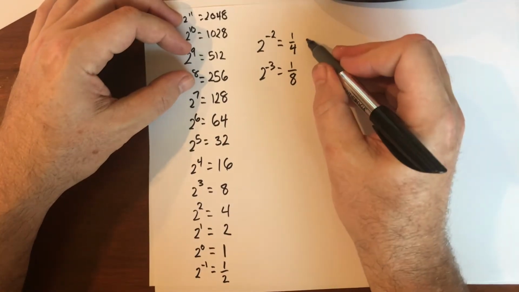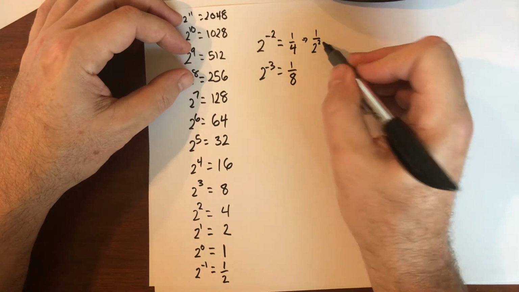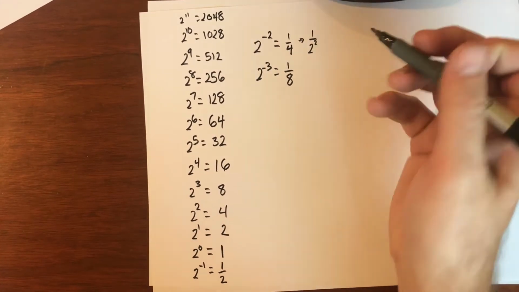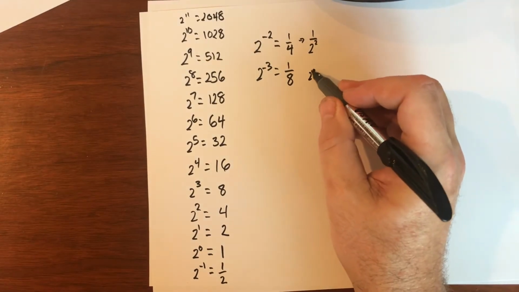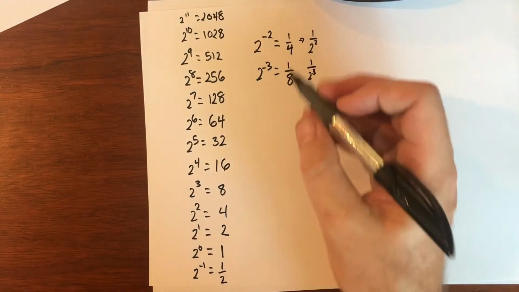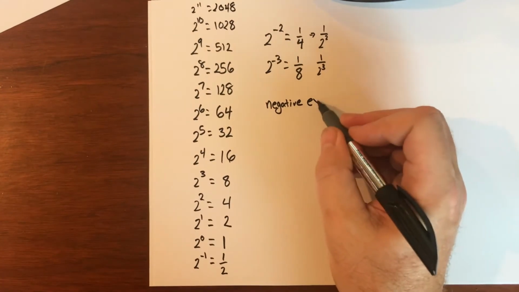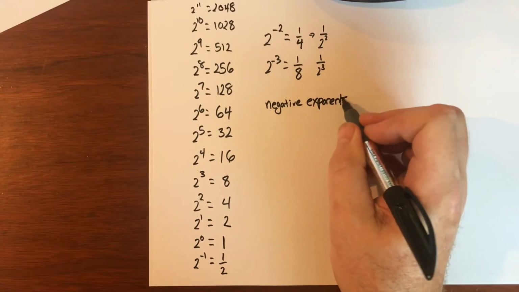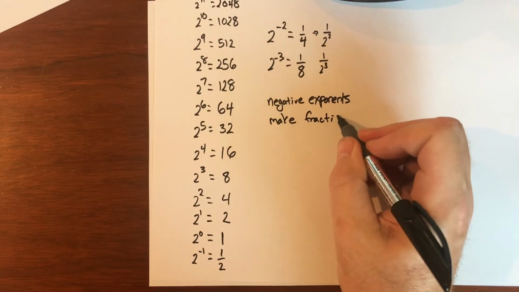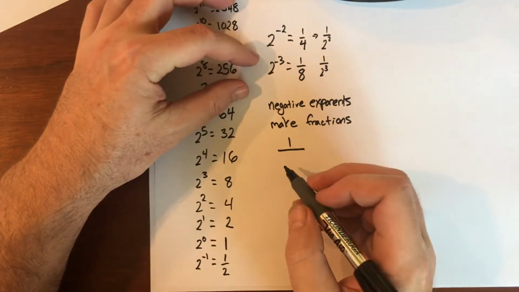But if we look at this another way, we could write 1/4 as really 1 over 2 to the power of 2, because 2 to the power of 2 is 4. And 2 to the power of 3 is 8, so 1 over 2 to the power of 3 is really 1/8. So what the negatives are doing: negative exponents make fractions. It puts 1 in the numerator and whatever it is in the denominator.